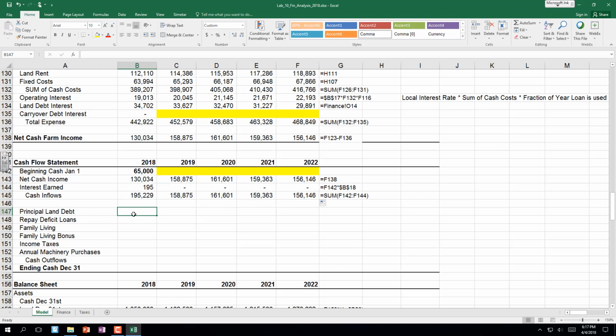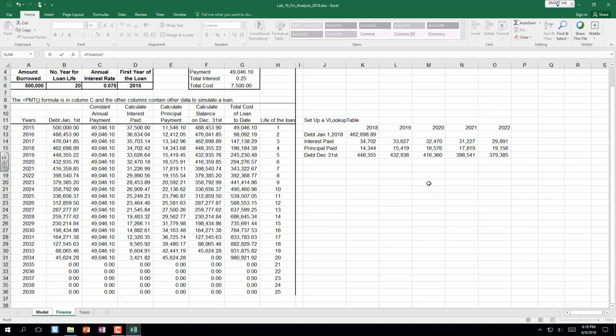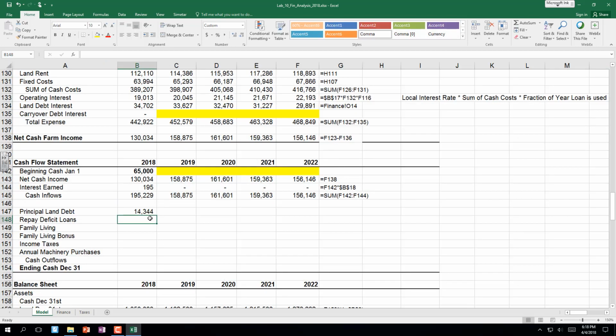To have principal payment on the land debt. Okay, that was over there in the finance section. So we can go equal finance. And there's that principal payment that we did with a VLOOKUP. It's in K15. We can draw that across.